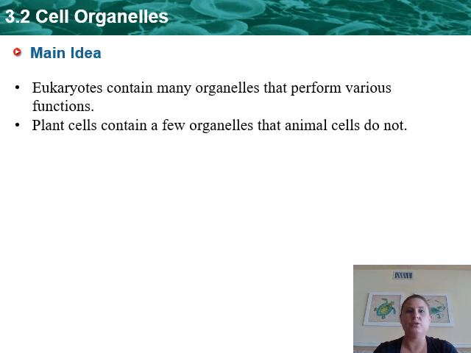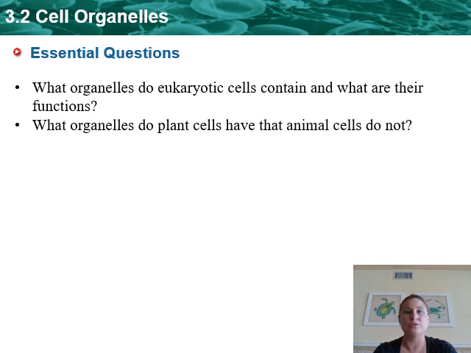Our main idea is eukaryotes contain many organelles that perform various functions, and plant cells contain a few organelles that animal cells do not. So basically what you are going to learn, and you need to start to memorize these, are what organelles do eukaryotic cells contain, and then what are their functions, so what jobs do they do. And the second part of this is what organelles do plant cells have that animal cells do not.